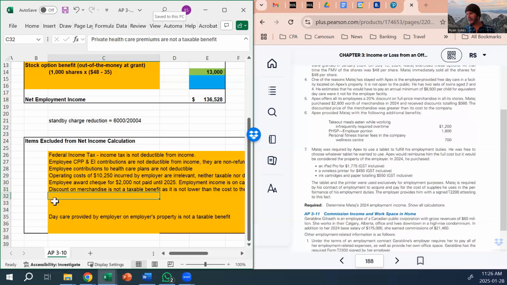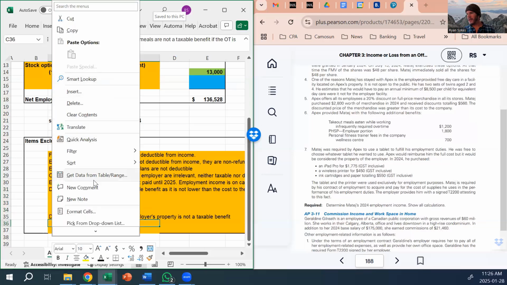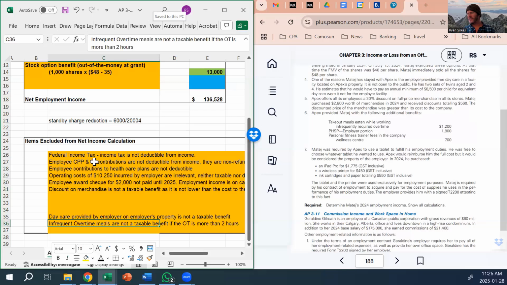And given that that is the case here, oh yeah, I think it's 2 hours. So infrequent overtime meals are not a taxable benefit if the overtime worked is more than 2 hours. It doesn't say it's more than 2 hours here. You go ahead and state that assumption. We want to argue on behalf of our client here. So we're going to say that that is not, in fact, anything that is taxable.